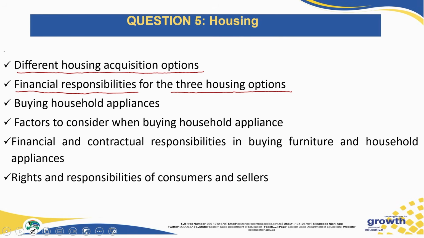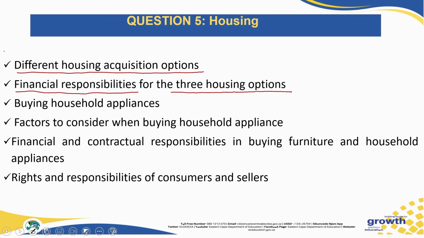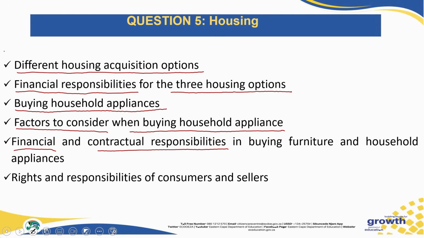You must know the contracts that are signed in each housing acquisition option, and what it is that should be contained in each contract, and the parties that sign the contracts. Also, grade 12s, you need to prepare yourself on the buying of the household appliances. You must know the difference between human energy and non-human energy, and also the factors to consider when buying the household appliances, the financial and contractual responsibilities in buying furniture and household appliances.